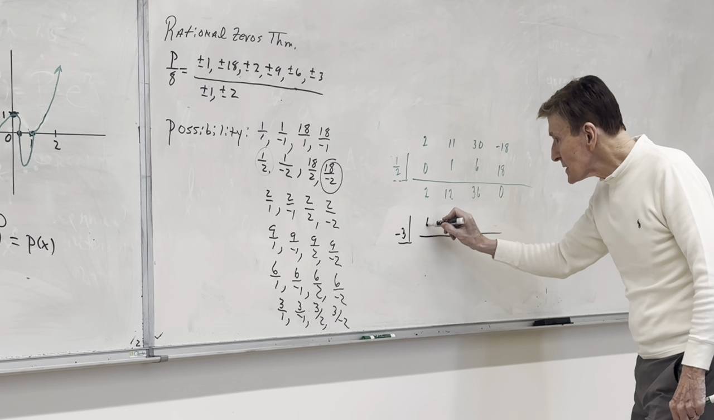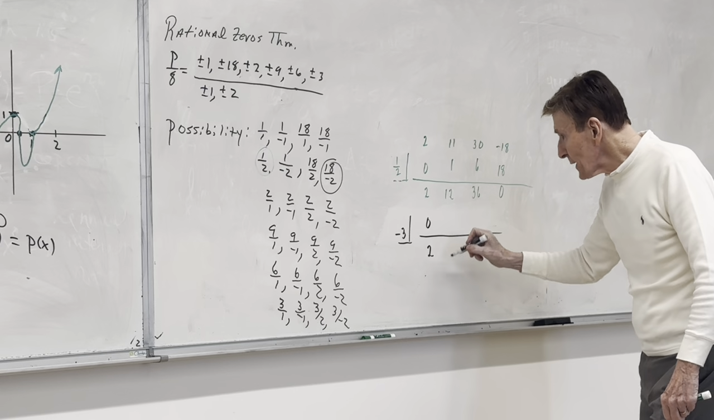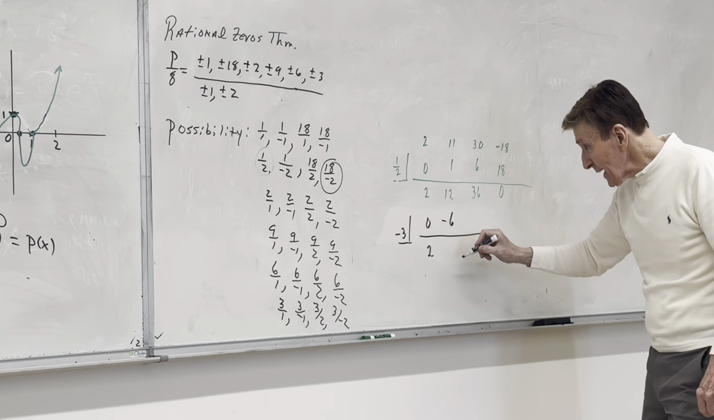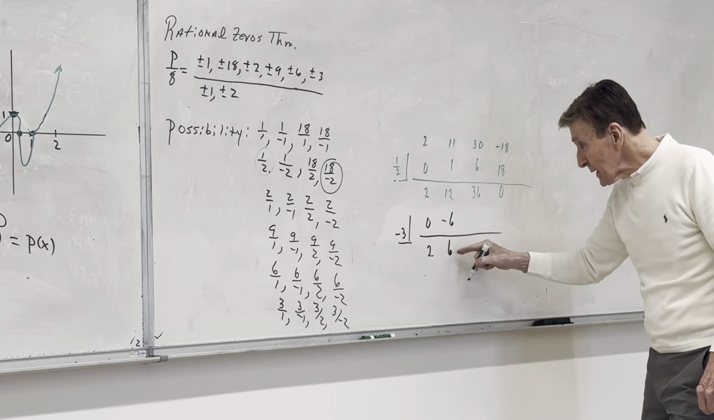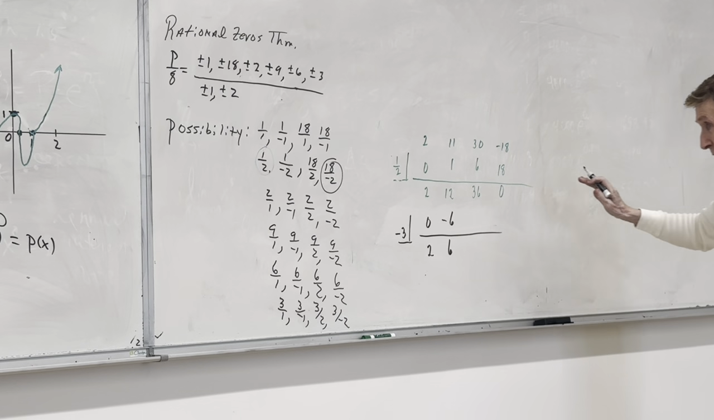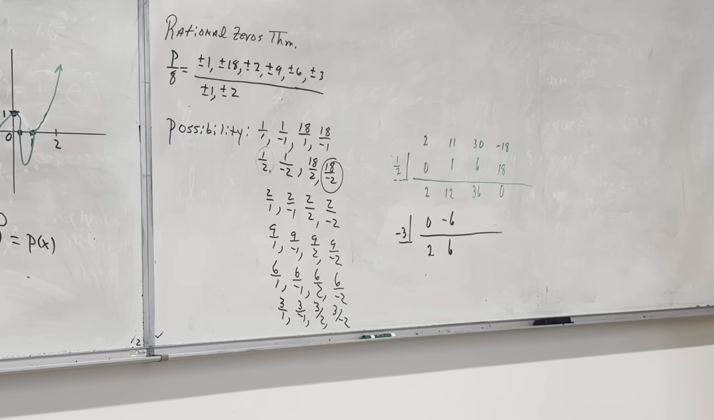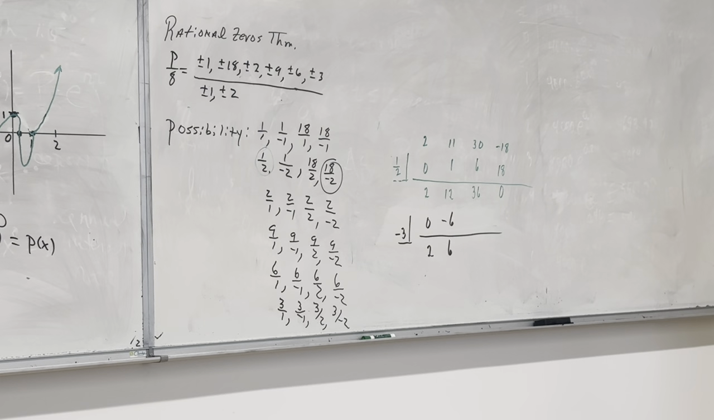Here goes. 0, 2. Products of -6. Add up 6. -3 times 6. Whoa, did I do that right? Is that gonna be a -18? Is it gonna work? Nope.